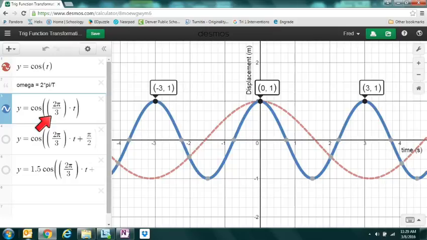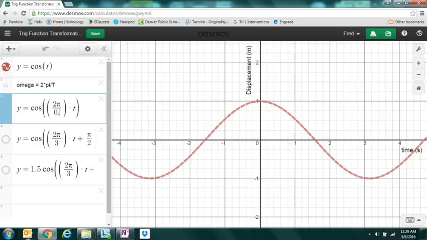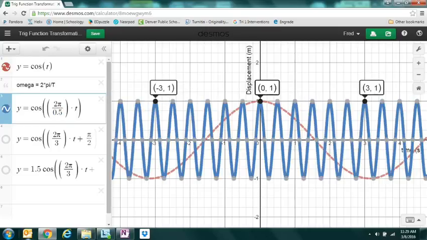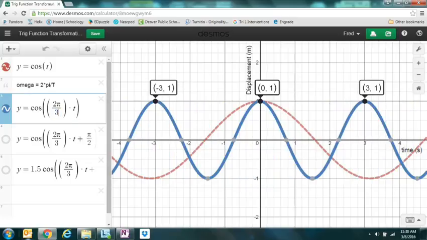What if I wanted this period to be 0.5 seconds instead? Well, I would change this to 0.5, and oh my gosh, look at that, it's really squished now, but you can see that every 0.5 seconds it repeats itself. 0.5, 1, 1.5, 2, 2.5, 3. All right. Okay, so let's change back to 3 so that it repeats once every 3 seconds.